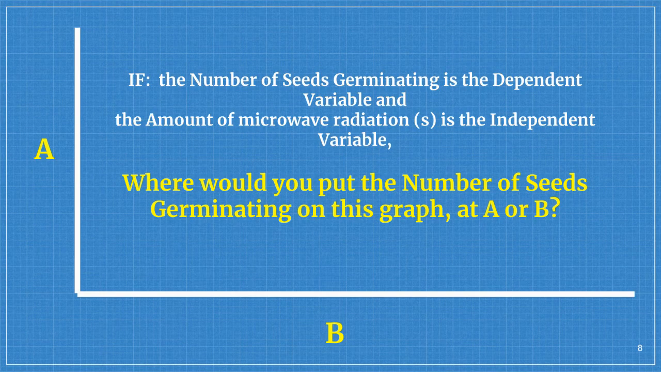Now, in the scenario from before, if the number of seeds germinating is the dependent variable and the amount of microwave radiation is the independent variable, where would you put the number of seeds germinating on this graph? Would you put it on axis A or on axis B? And hopefully you know which is which and what the names of each axis are. Again, think about DRY MIX.